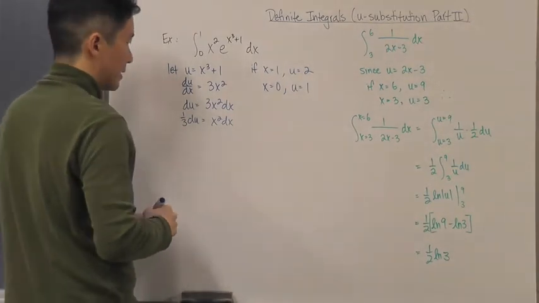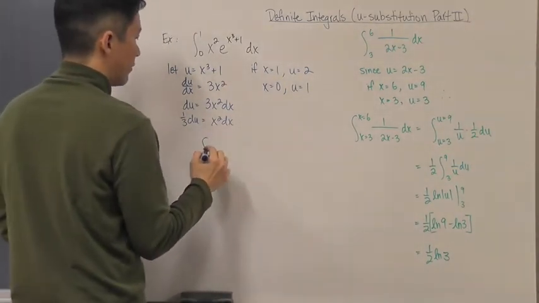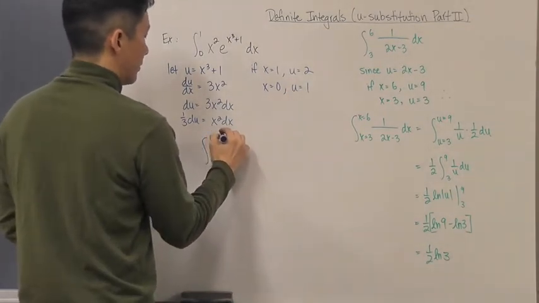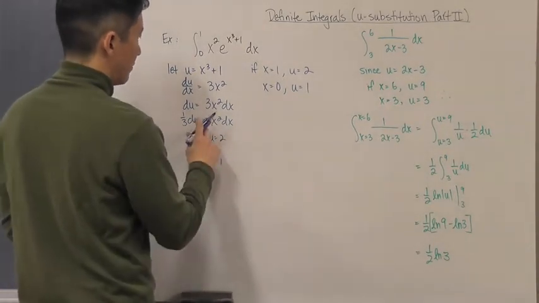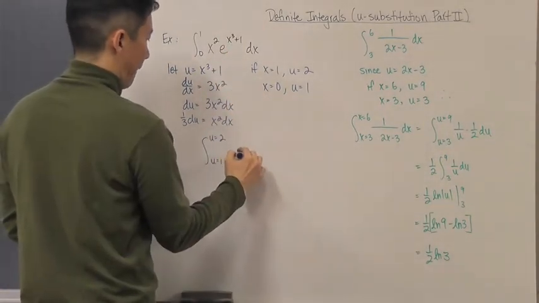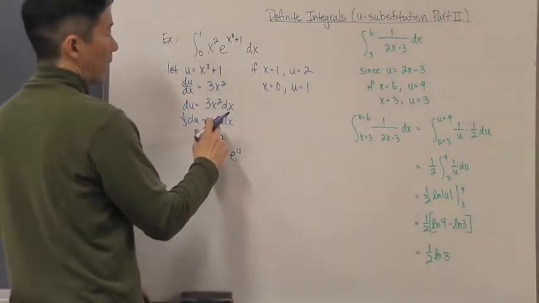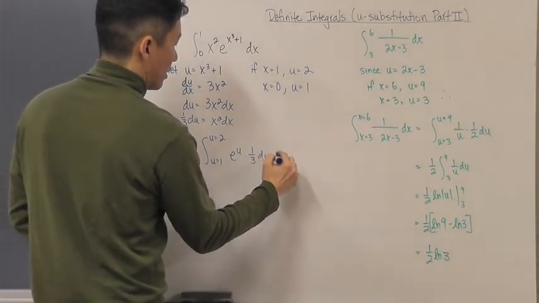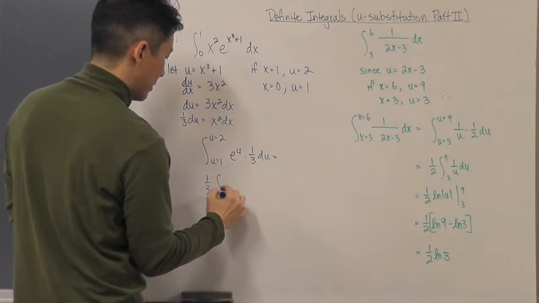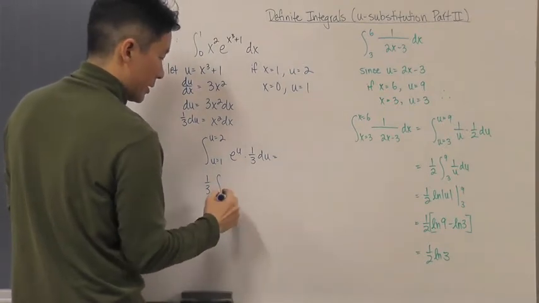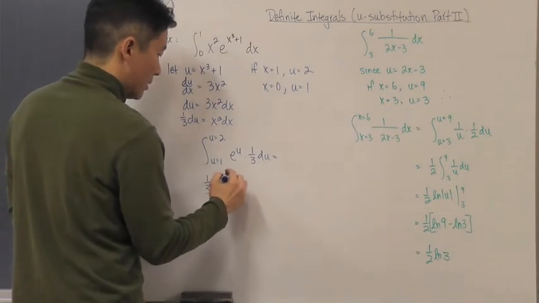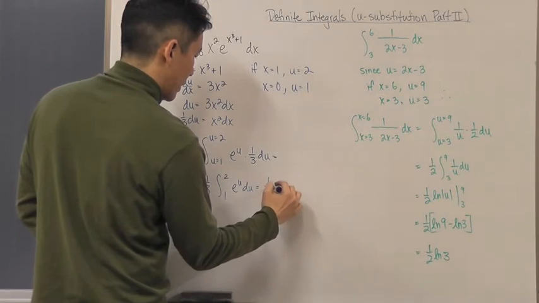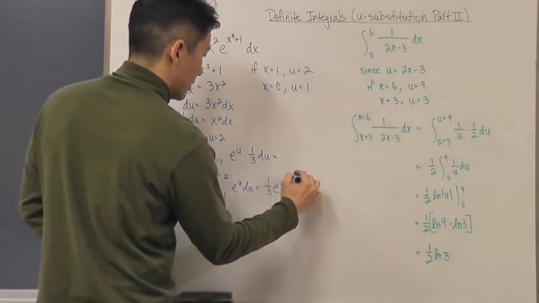Okay, and then what I'll do is change everything into u values. So the lower limit is u equal to 1, to the upper limit, which is u equal to 2. This is going to be e to the u times, and the x squared dx is giving me 1/3 du. So what I come up with then is 1/3 times the integral from 1 to 2 of e to the u du, which of course is going to be just 1/3 e to the u evaluated from 1 to 2.